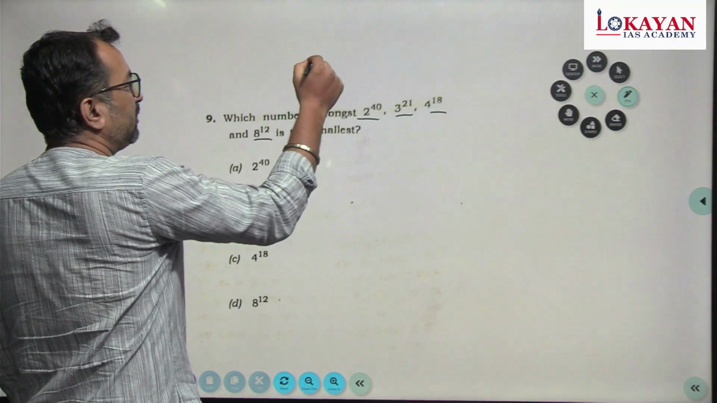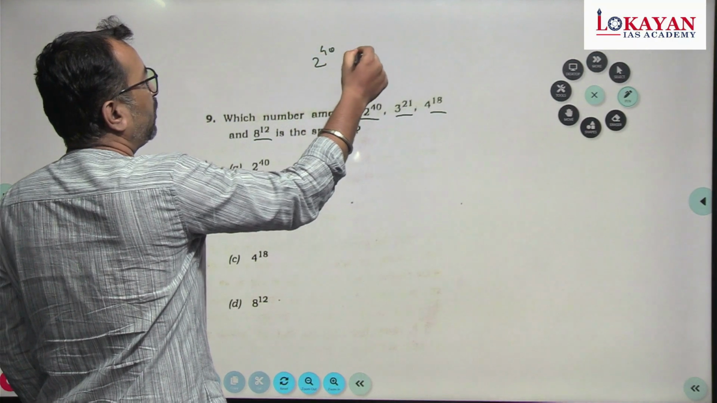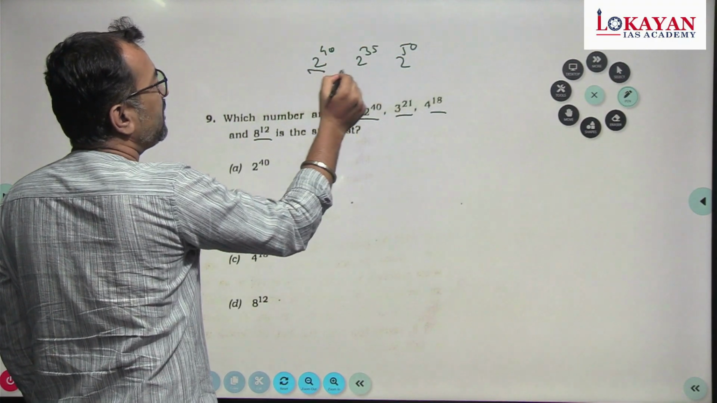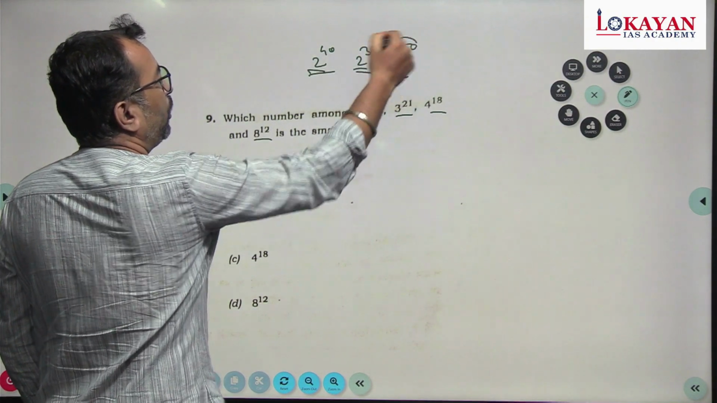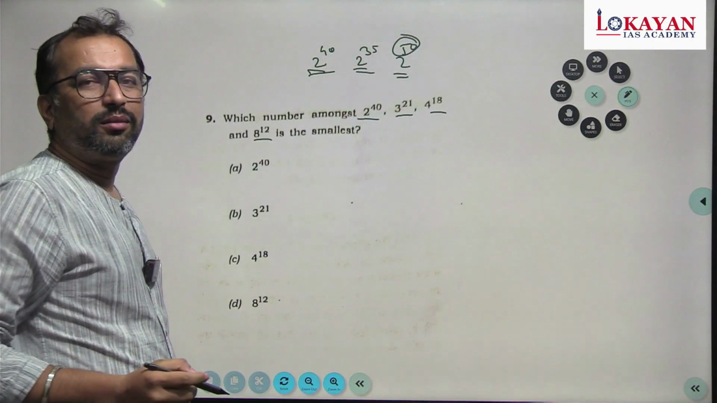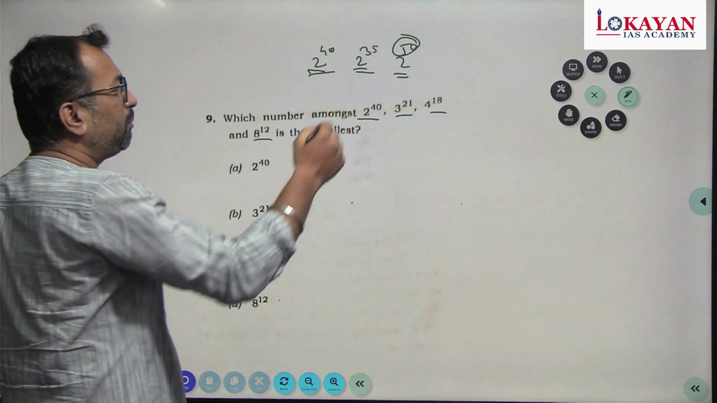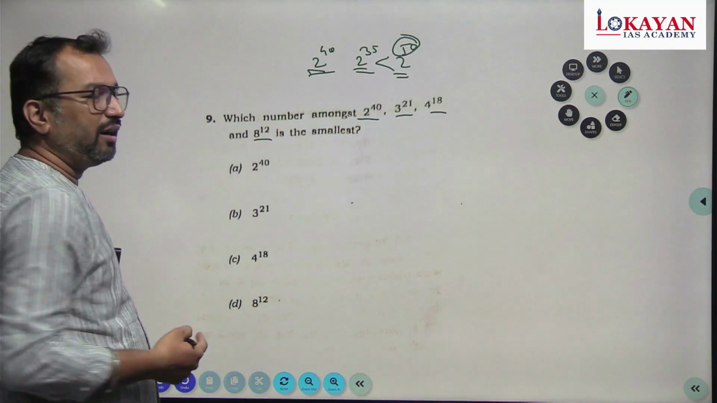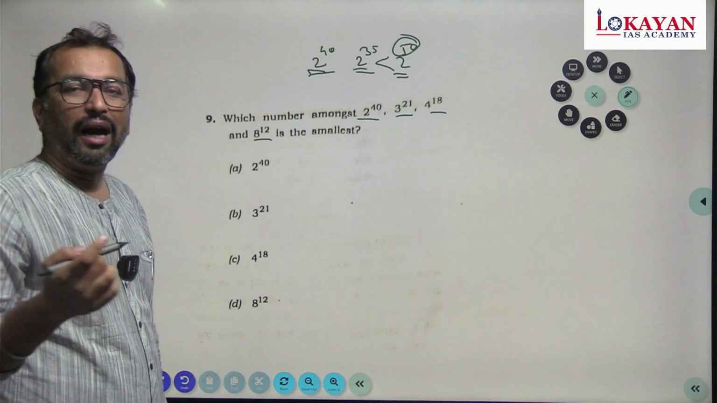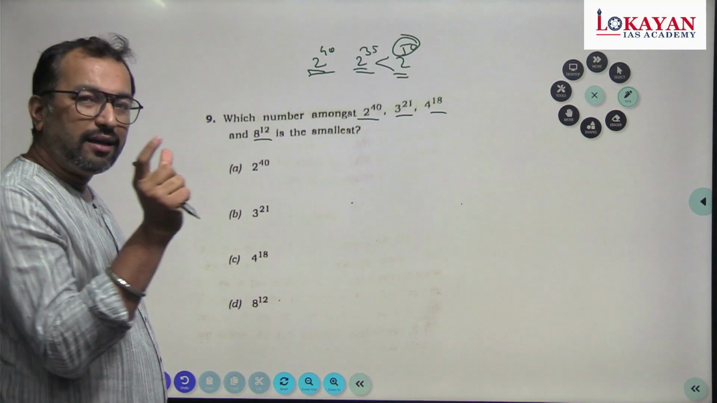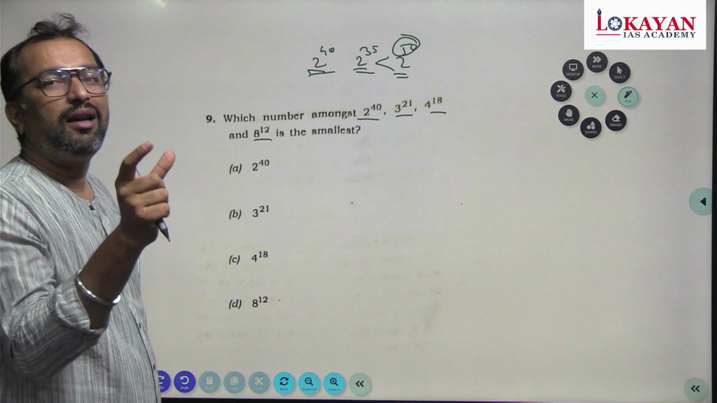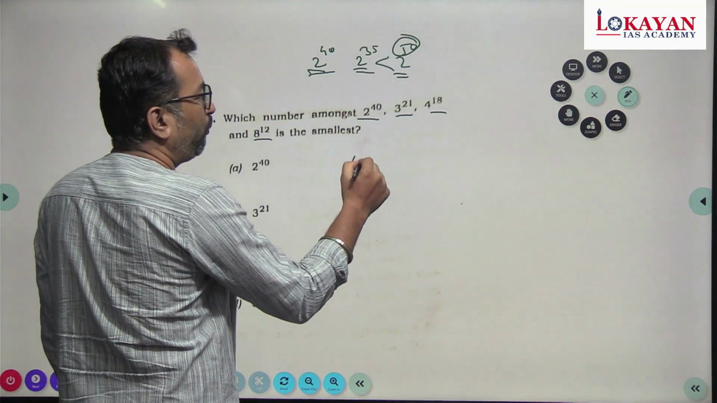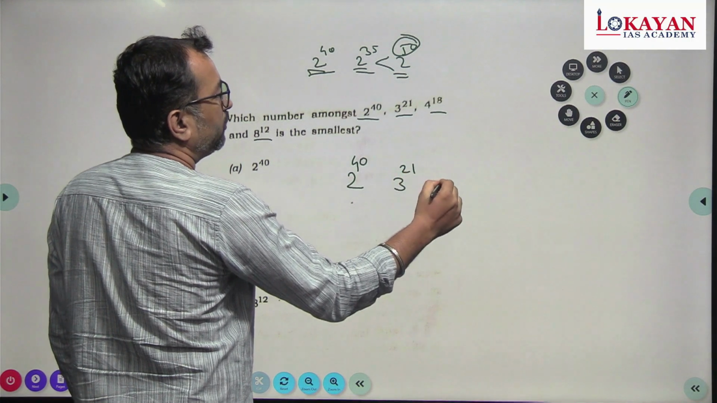If they have asked us 2 to the power 40, 2 to the power 35 and 2 to the power 50, it was easier because when base is same, whichever has index bigger, that number will be greater, right? But here bases are different, indices are different. So we have to at least make their base equal or at least make their index equal. So let's check what we can do here. 2 to the power 40, 3 to the power 21.